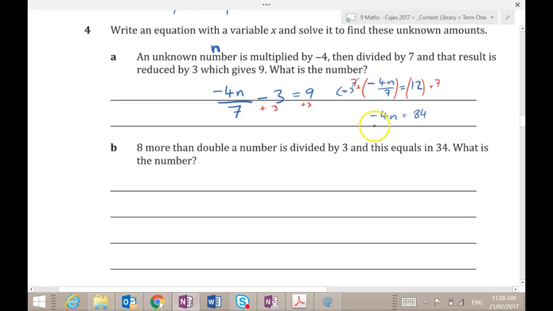Final step, the opposite of multiplying by -4 is to divide by -4. So we do that on each side, and we find the number equals -21, and that negative sign on the right-hand denominator didn't show up. That's a bit better. You can check it. Negative 21 multiplied by negative 4, that'll give me 84. Divide that by 7, it'll give me 12. 12 minus 3 is 9. Works when you check it, so you know you got it right.